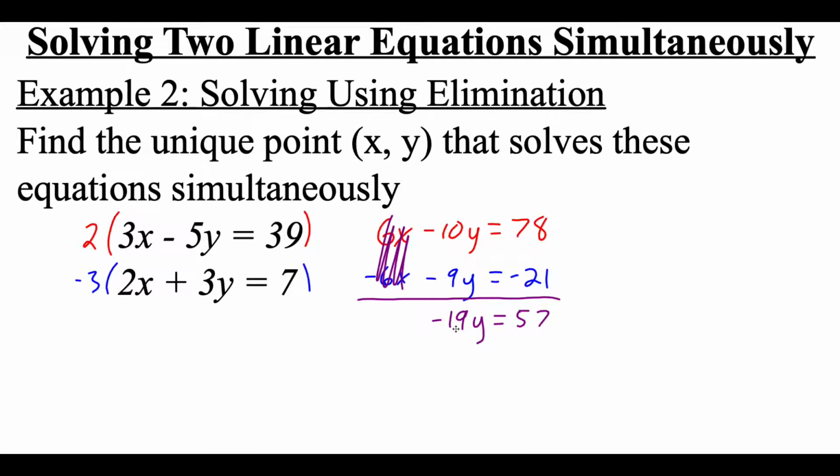And then we want to get y alone, so to get rid of this negative 19 that's attached there, we're going to have to divide by negative 19, which gives me a y value of negative 3. And that should make sense because that's what we got for our y value on the previous example.